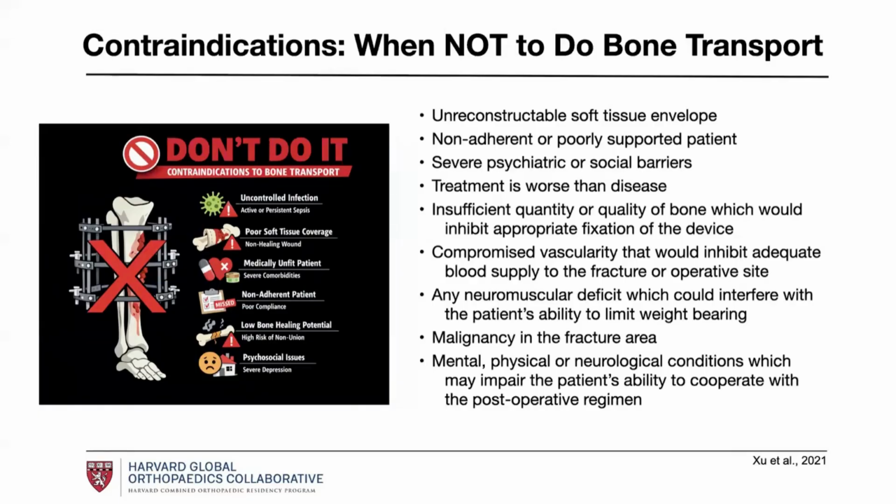If the patient can't follow our instructions or doesn't have strong social support during the limb reconstruction process, that might be another reason to not do it. Severe psychiatric or social barriers as well. And then the classic type C host, where the treatment is worse than the disease. But it's important to understand that it's not the best choice for all patients, and there are some significant contraindications.